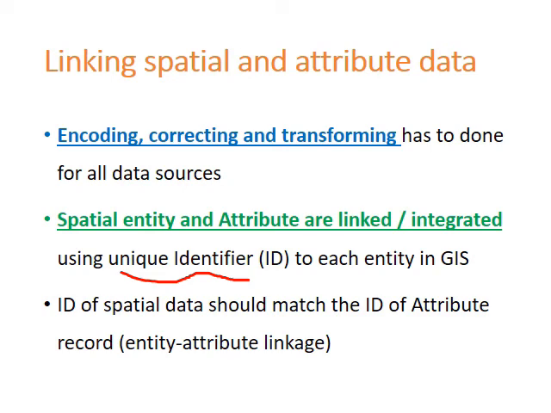Now once you link the spatial and the attribute data, the GIS database that you have created is ready for further analysis. Now you have spatial information. If it is in a vector format, it will also have an attribute. If it is a raster, then it will also have an attribute. Then you can do your spatial analysis.